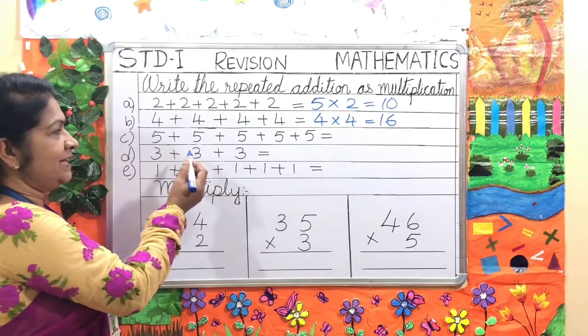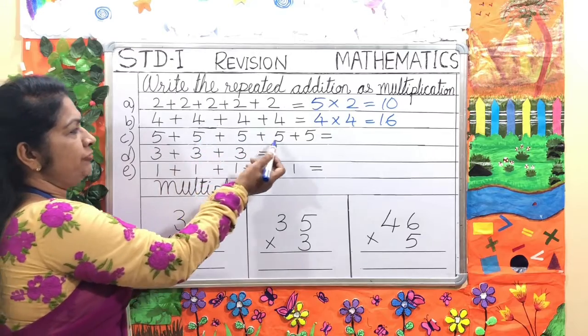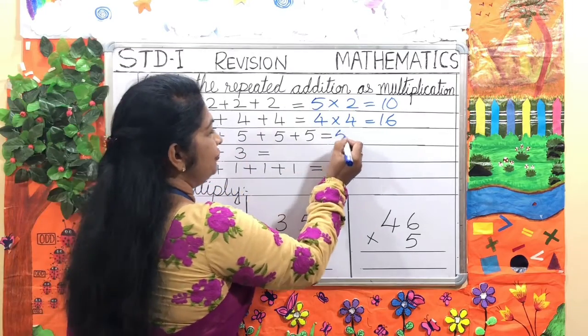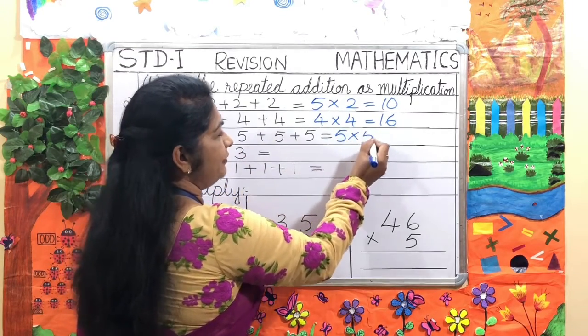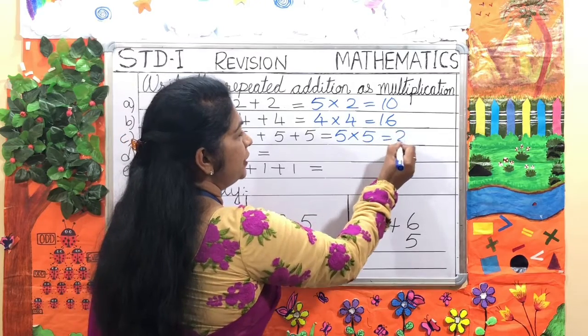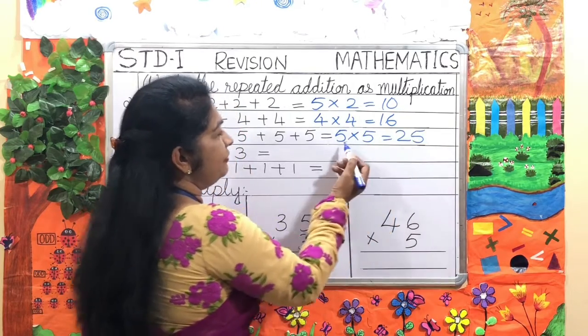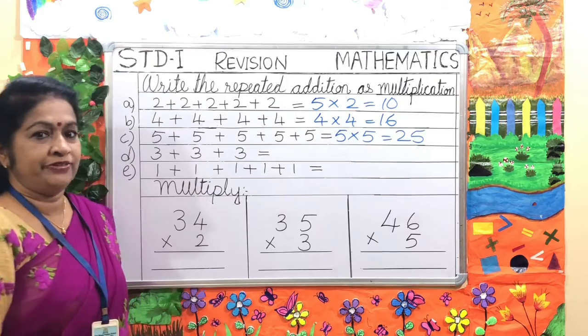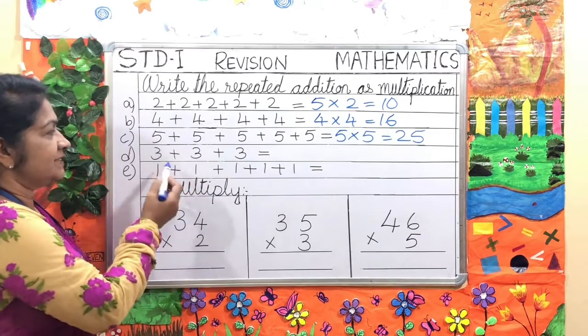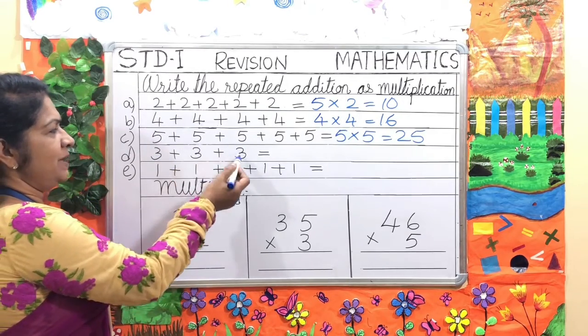Next, 5 plus 5 plus 5 plus 5 plus 5. How many 5s are there? 1, 2, 3, 4, 5. So 5 multiplied by 5 is equal to 25. 5 5s are 25.